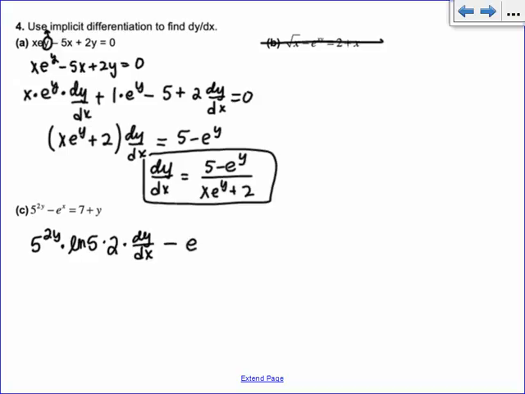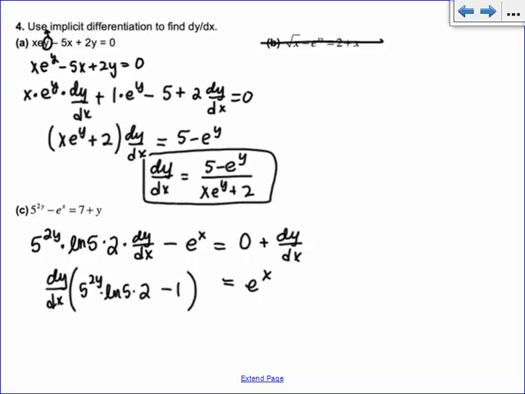All right, minus e to the x equals 0 plus dy over dx. Okay, so we can get all the dy over dx stuff together. So I'm going to add the e to the x to the other side. I'm going to subtract the dy over dx over, so I'm going to write my dy over dx out front. So I'm going to have 5 to the 2y times natural log of 5 times 2 minus 1, like that. You guys see how I got the minus 1? I subtracted the dy over dx and then factored it out. So your answer is going to be dy over dx equals e to the x over 5 to the 2y times natural log of 5 times 2 minus 1.